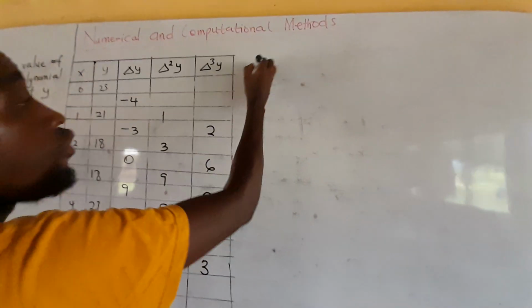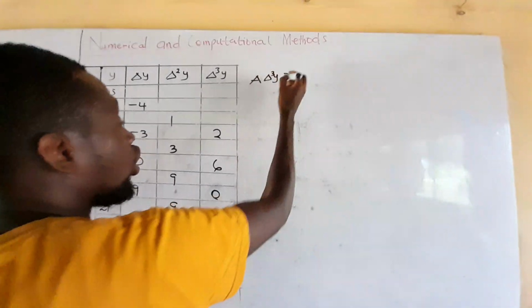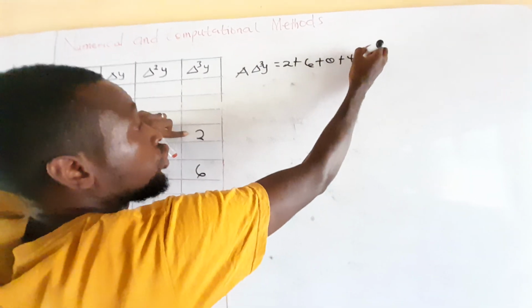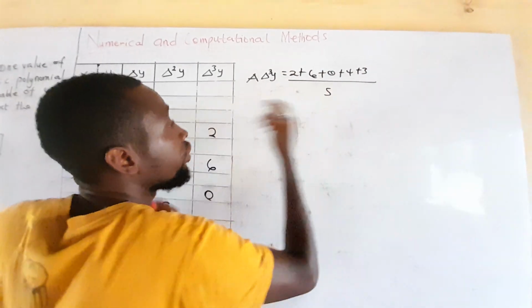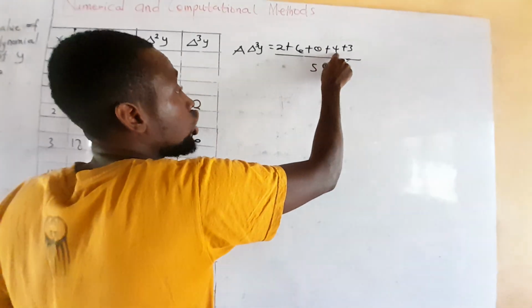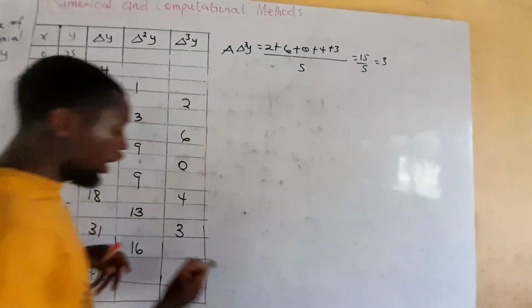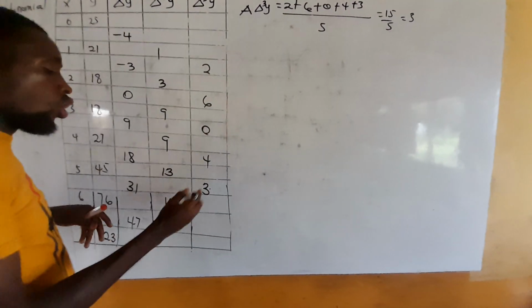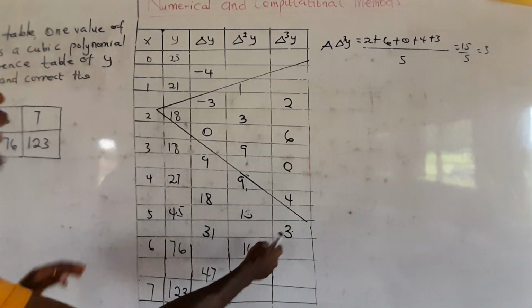So we find the average of del cube y. That will be equal to 2 plus 6 plus 0 plus 4 plus 3 divided by 1, 2, 3, 4, 5. So divided by 5. 2 plus 6 is 8. 8 plus 4 is 12 plus 3. That will be 15. 15 divided by 5 is 3. So you can see it produces 3. That means this value is correct and the rest are in error. So we just trace it and find that error. So as we said, the 3 is correct and the rest are in error.